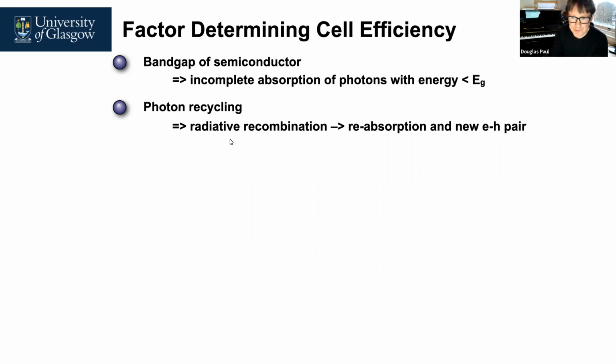Photon recycling. Well, as I said before, one of the issues is that if you absorb a photon and generate an electron hole pair, some of those electron hole pairs will recombine and emit more photons. So there's always some photon recycling, and some of the photons will be re-emitted.